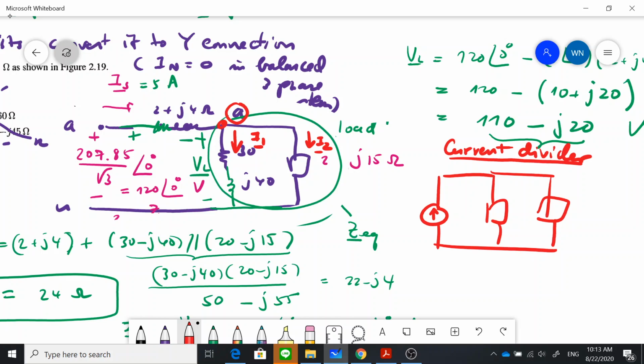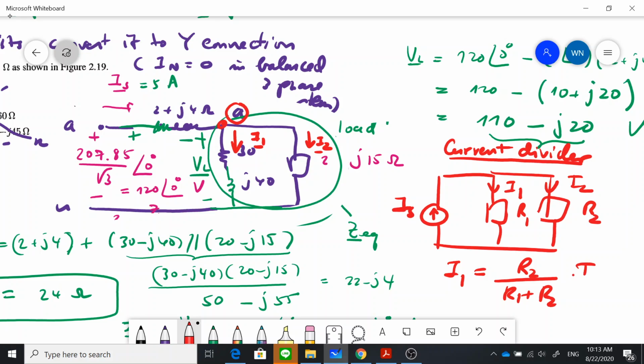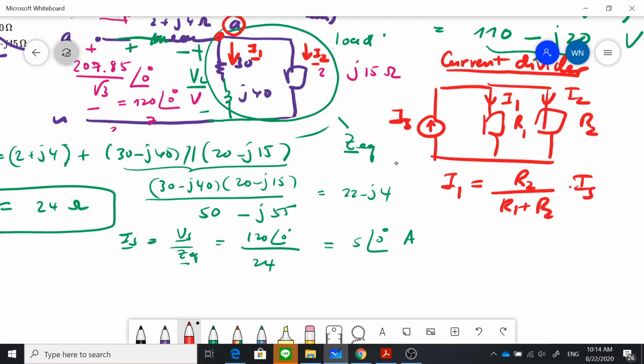This is IS, this is C1 or R1. You can say this is R1 and R2 for the DC circuit, right? How would you find the I1 here and I2 here? Your I1, it is what? It is R2 divided by R1 plus R2 times IS, right? And I2 is R1 divided by R1 plus R2 times IS. Just remember this way.